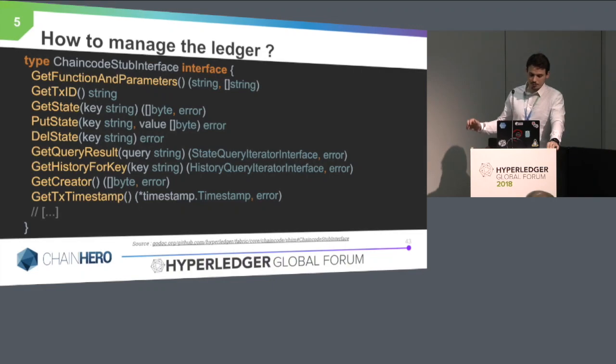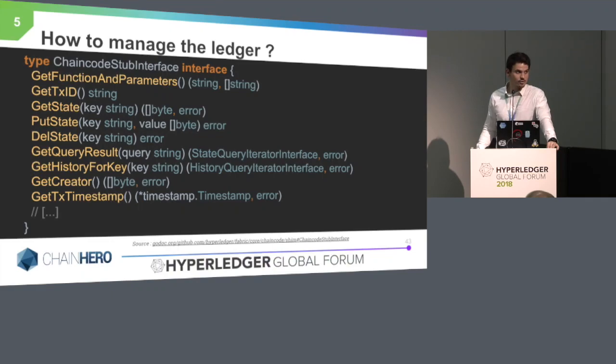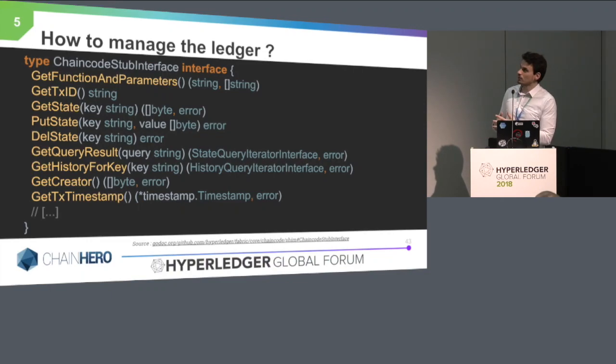The three other methods are here in order to manage the ledger. So get information inside the ledger, put information in the ledger, or delete a key value. Every piece of information is stored in the key-value manner. So you need to provide a key, and you will get the value that corresponds to the key.